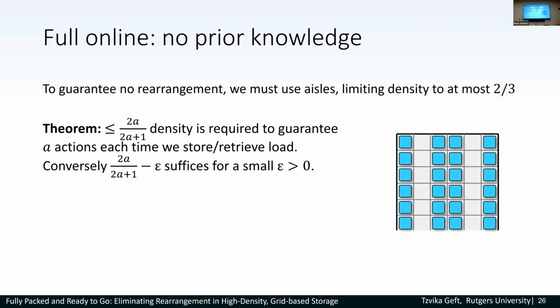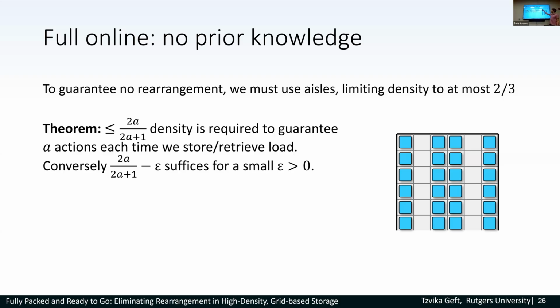Okay, I will briefly finish with our remaining case here. Fully online case, we have no prior knowledge. So here we actually use the previous result. It's kind of nice to give us a complete picture. But the idea is that if I want to guarantee worst case, and this is a worst case bound so you can maybe refine this analysis, if your worst case bound is A actions each time you store or retrieve a load, then you have to limit your density to 2A over 2A plus 1.